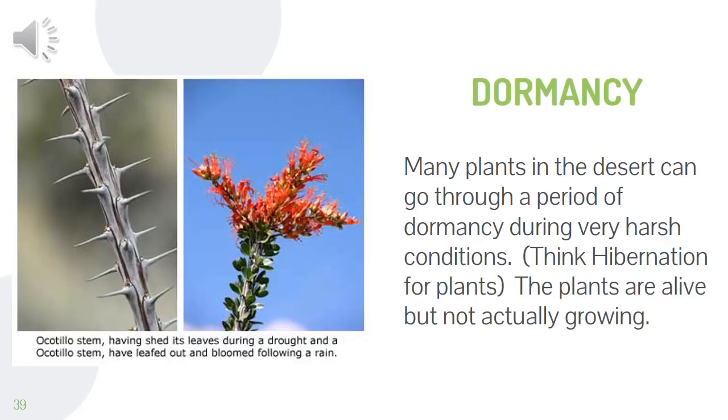In this picture, you can see the same type of plant. On the left side of the picture, that plant is actually dormant, and on the right side of the picture, the drought is over and the plant has gotten what it needs, and it's come back and grown back its flowers and its small leaves that it uses. So this is an example of dormancy that happens in plants in the desert.